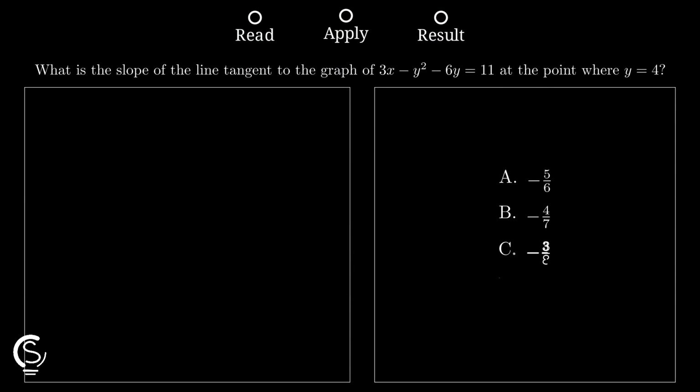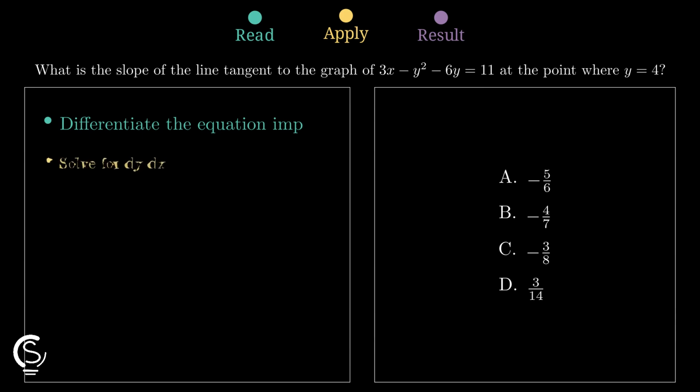First, we take the derivative of every term with respect to x. The derivative of 3x is 3, while the derivative of y squared becomes 2y times dy/dx. Next, we differentiate negative 6y to get negative 6 dy/dx. Now we group all the dy/dx terms together on one side so we can isolate the derivative term.